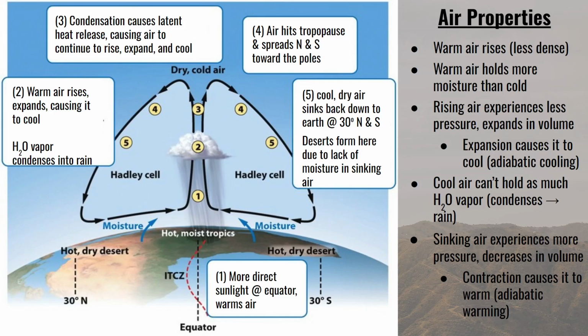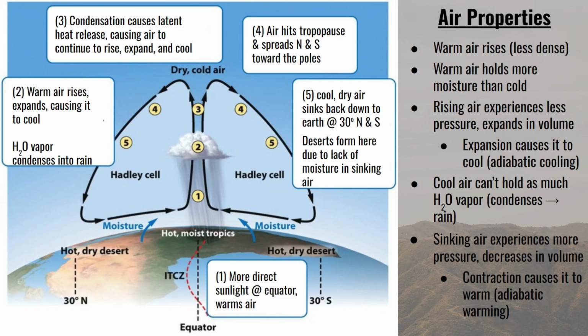These properties of air help us understand the diagram to the left here, which is called the Hadley cell. The Hadley cell is a cycle of air circulation between 0 and 30 degrees, and it is largely responsible for our global wind patterns on Earth. Now that we have our basic properties of air down, which is the first factor influencing atmospheric circulation, we're going to introduce the second factor, which is the energy from the sun.